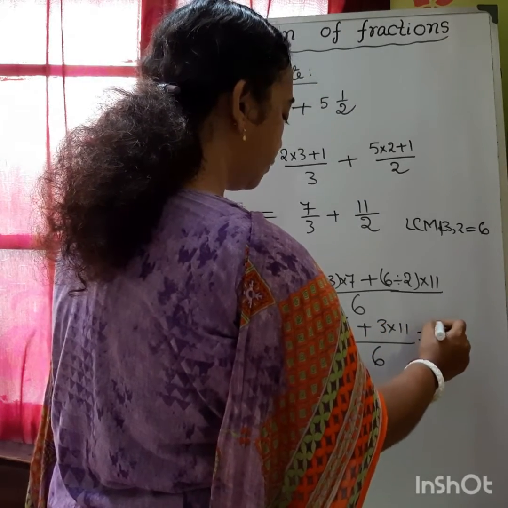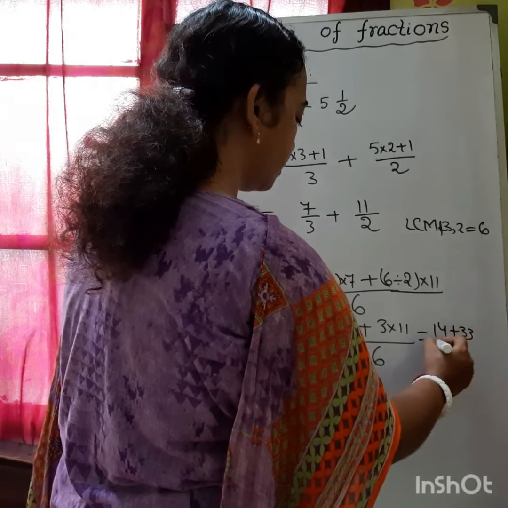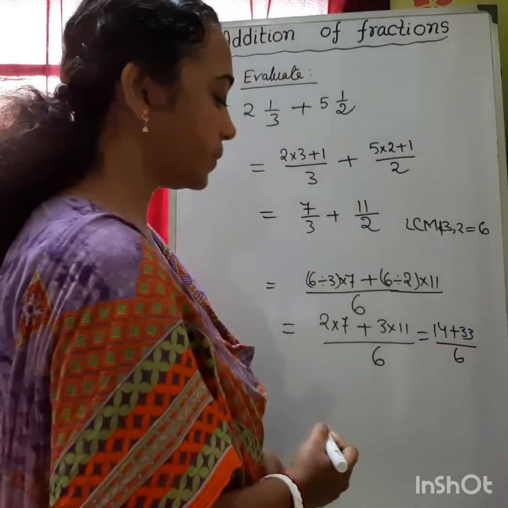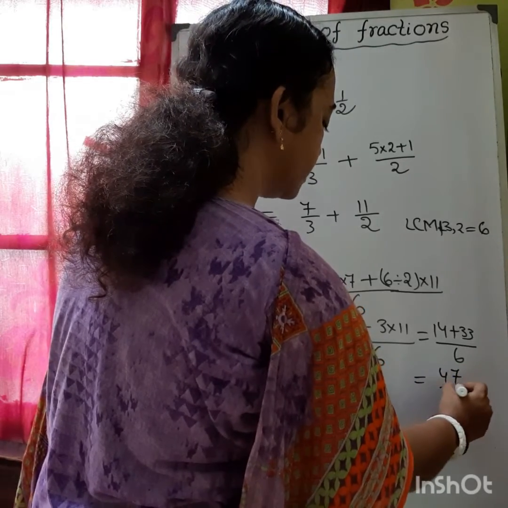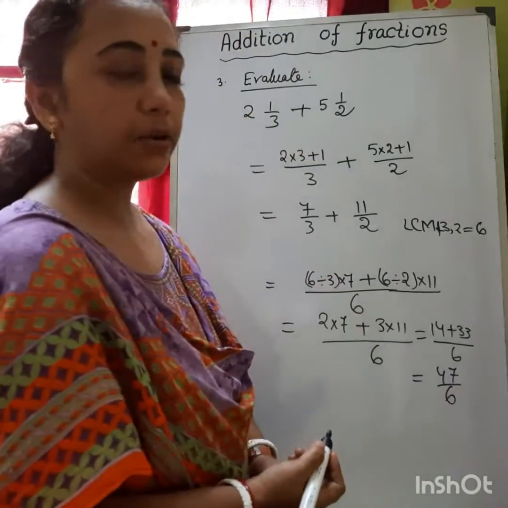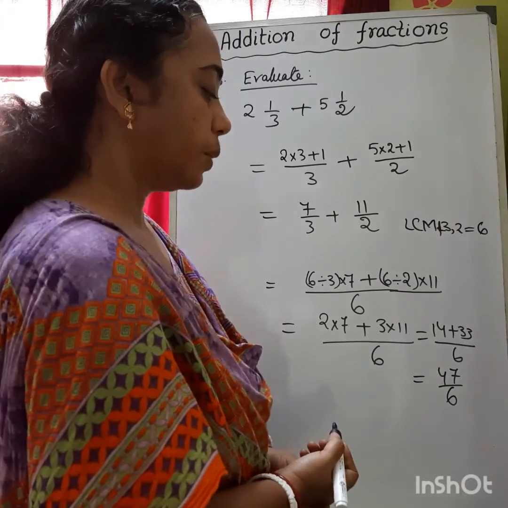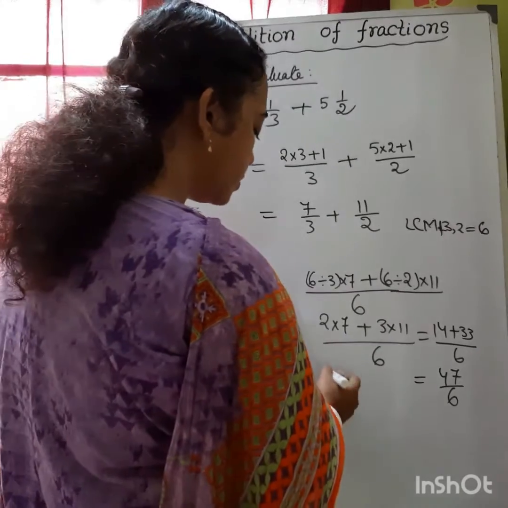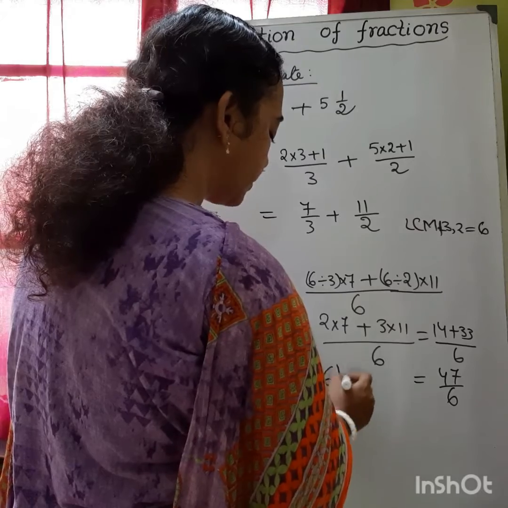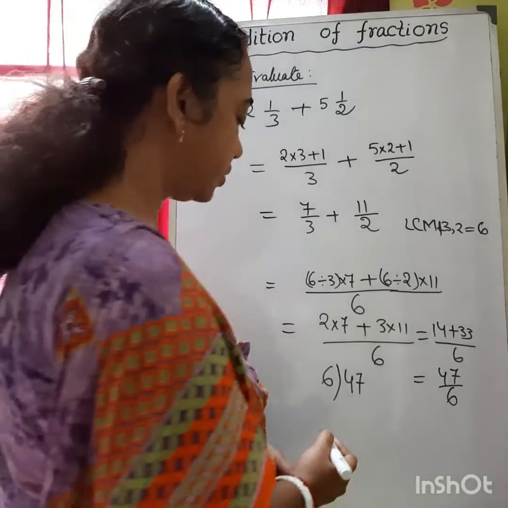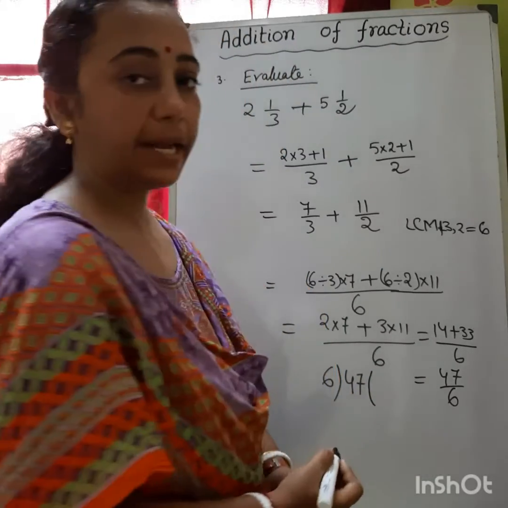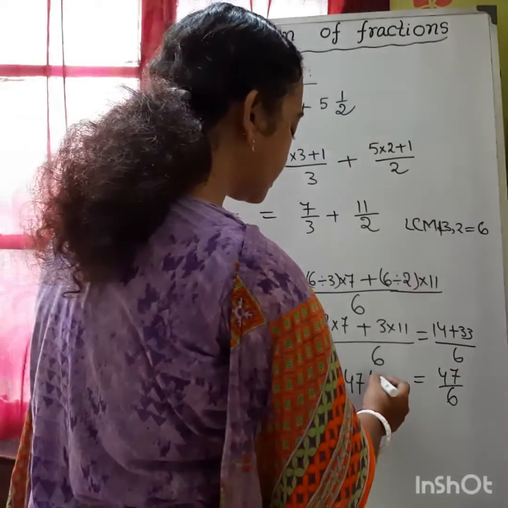So here we are getting 14 plus 33 by 6. So this will give 47 by 6. Now we can again convert this result to a mixed fraction. So how will you convert? So let us divide 47 by 6. So we know 6 7s are 42, but 6 8s are 48. So here we will consider 7.